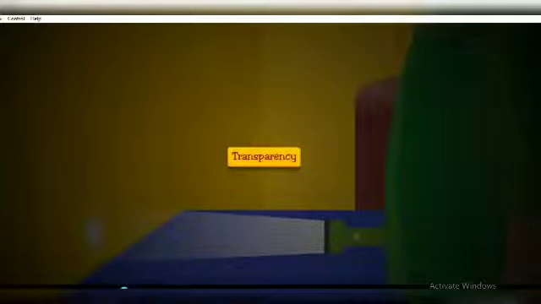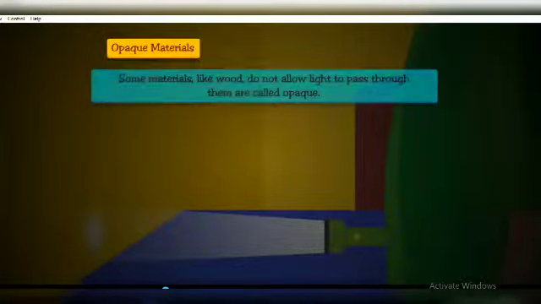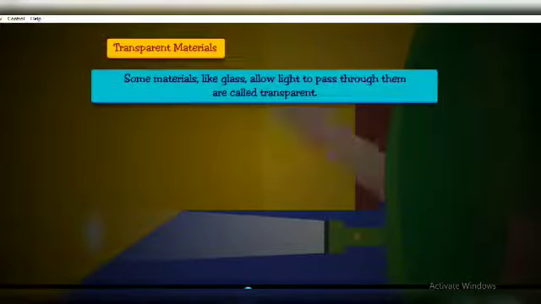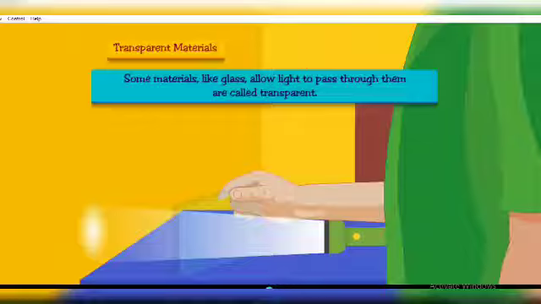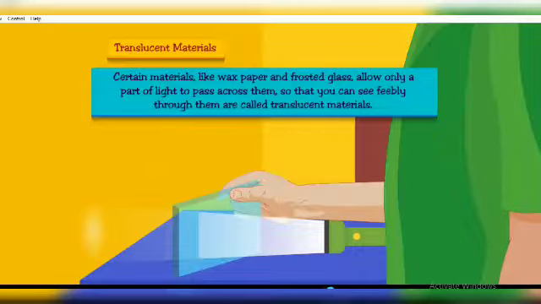Lastly, let's look at transparency, another property of materials. Some materials, like wood, do not allow light to pass through them. Such materials are called opaque. Some materials, like glass, allow light to pass through them. They are called transparent. Certain materials like wax paper and frosted glass allow only a part of light to pass across them, so that you can see feebly through them. They are called translucent.